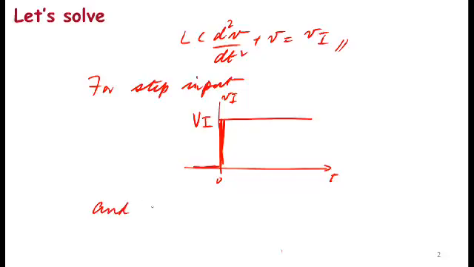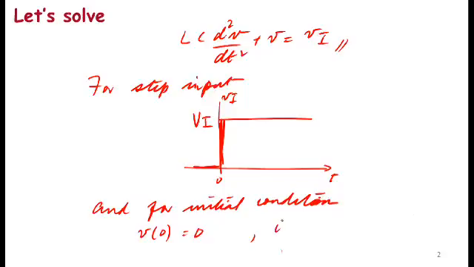Let me also pick initial conditions for my 2 state variables, the voltage v across the capacitor and the current through my inductor. The voltage across the capacitor at time t equal to 0 is 0, and let's say the current through the inductor at time t equal to 0 is also 0. So in other words, what I am looking for is the 0 state response, because my initial conditions for both my state variables, the current through the inductor and voltage across the capacitor, have been picked to be 0. So let's dive in and solve the problem.